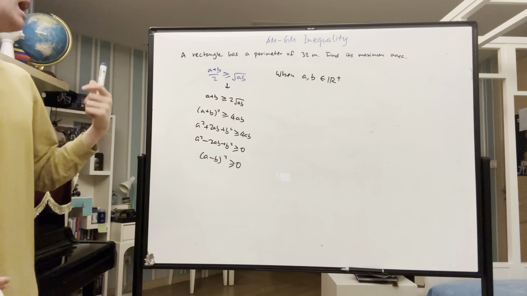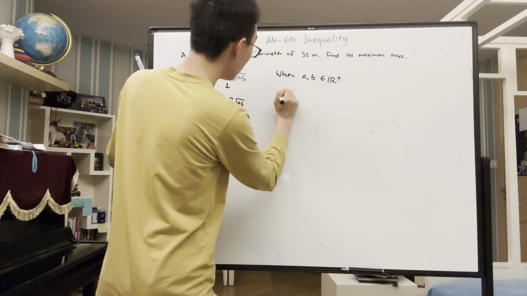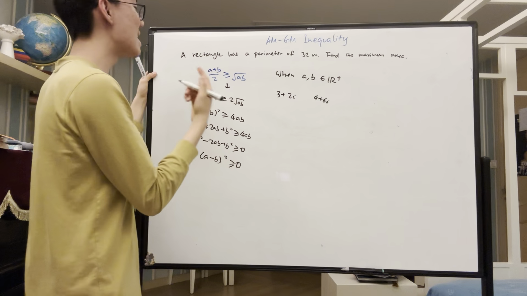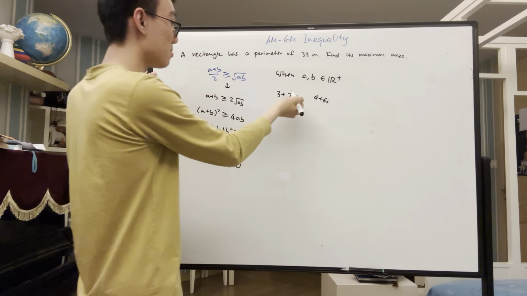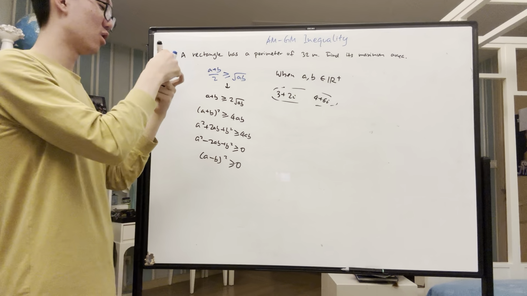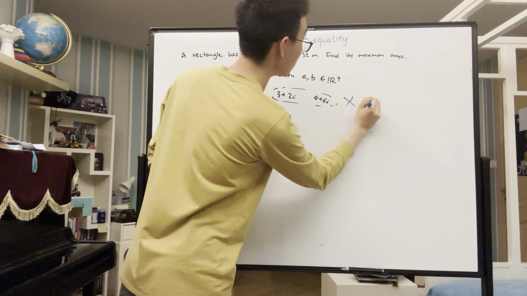But moreover, A and B cannot be complex numbers. You cannot say for 3 plus 2i and 4 plus 6i, the arithmetic mean of these two numbers has to be greater than the geometric mean. No. Right? This does not work at all for complex numbers.